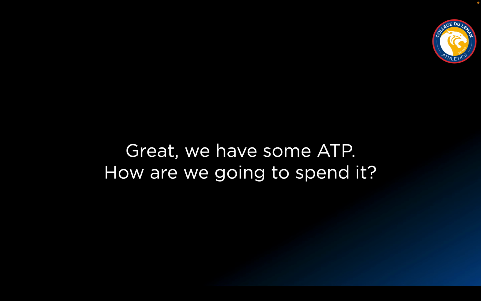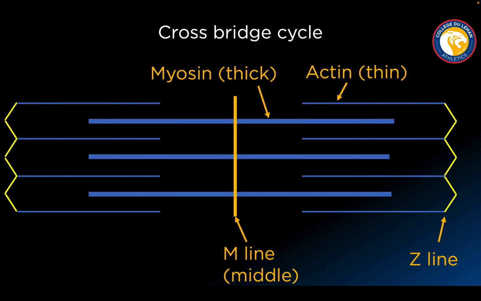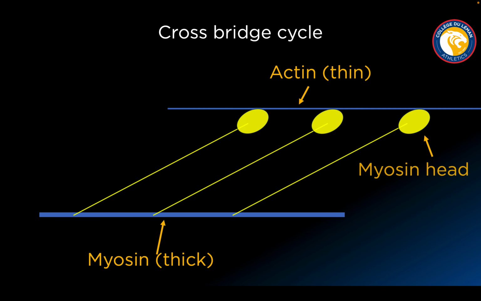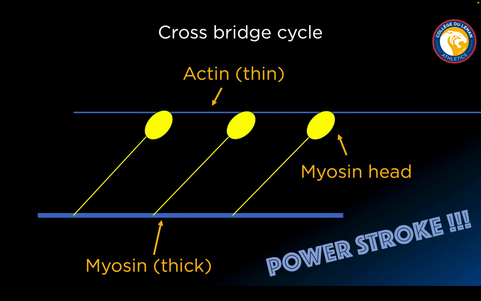Now, we've got it, time to spend it. Let's have a look what's happening in this cross-bridge cycle. Remember, we've got actin that is thin and the myosin that is thick. Let's take a closer look at these. The myosin has got these myosin heads, which are bound to the actin. Now, check it out. They're going to pull that along, a lot like pulling a rope with your hands. That's called a power stroke.